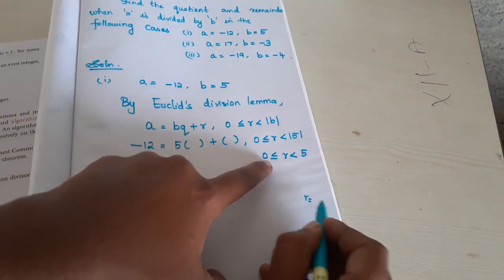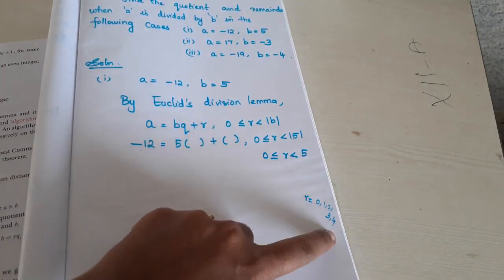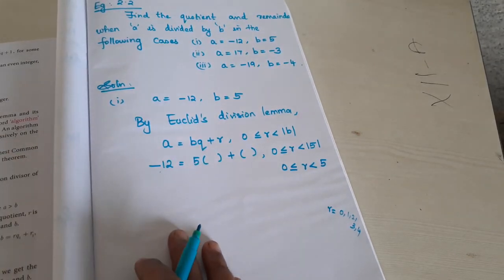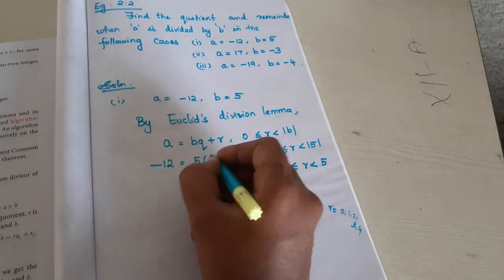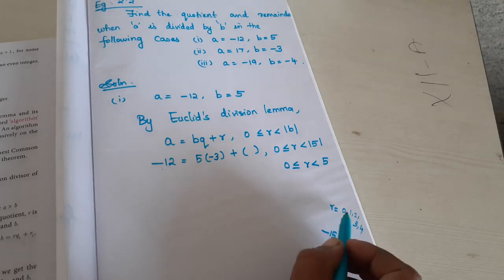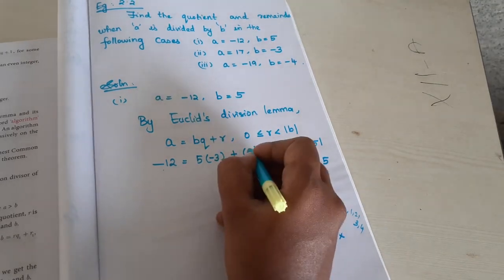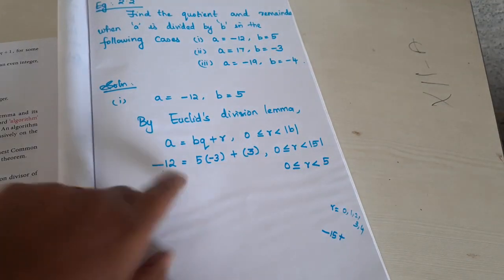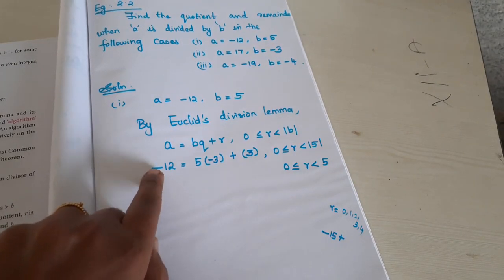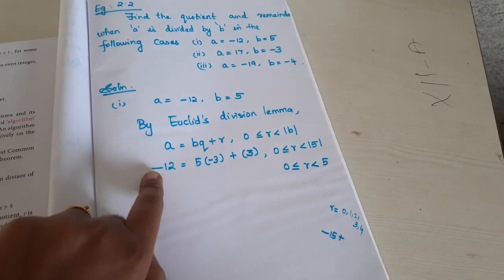So what are the remainder values here? It may be 0, 1, 2, 3, 4. Among these 5 values, any number will come here. Here we need to get minus 12. So how can we write it? 5 into minus 3 is minus 15. So minus 15 plus which number is suitable to get minus 12? If you write 3, it will be correct. Here you need to guess the answer by seeing this. So minus 12 is equal to 5 into minus 3, which is minus 15, plus 3, again we get minus 12.